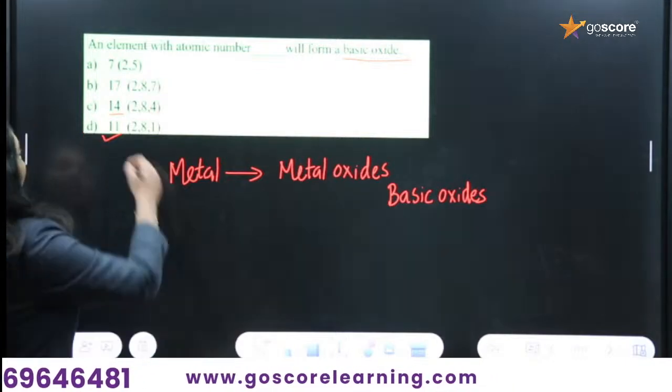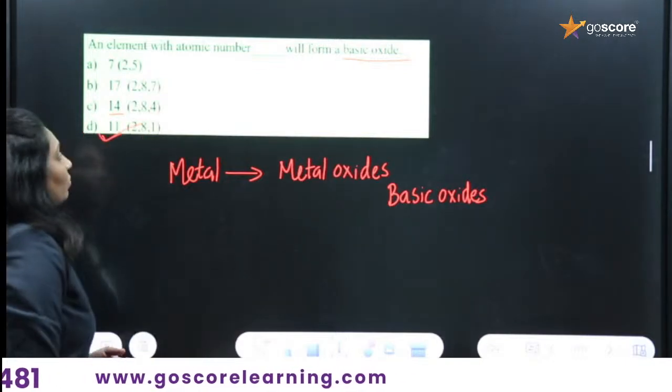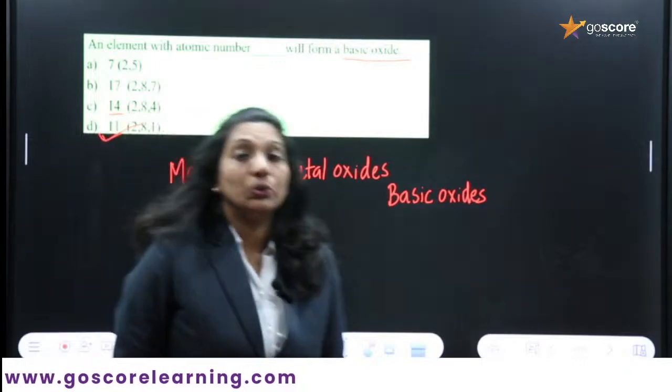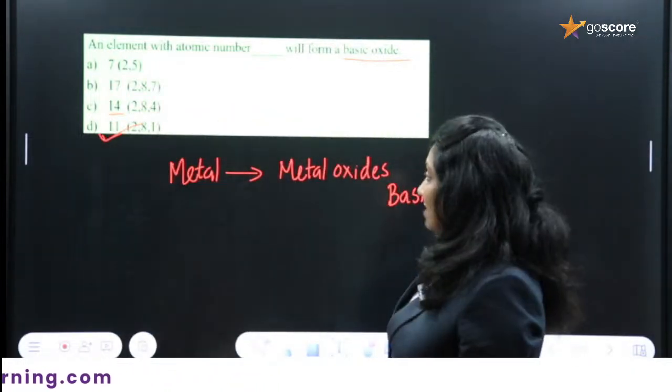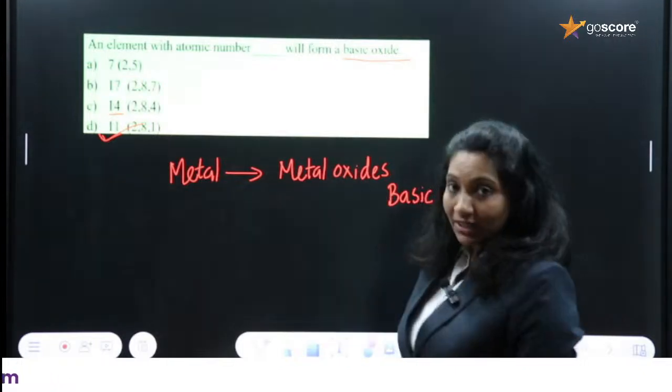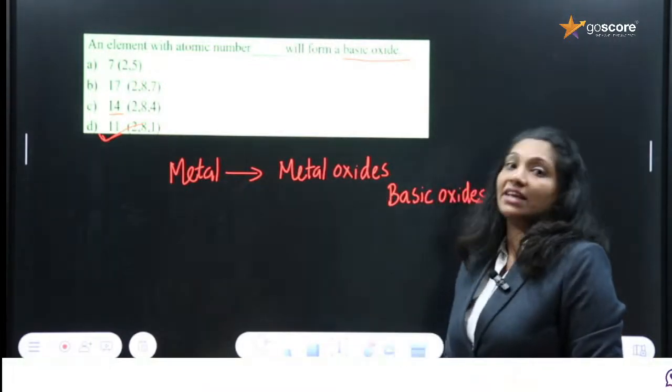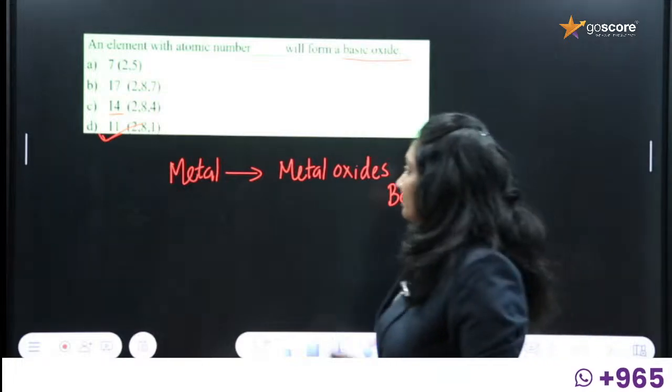So your correct option is option D with electronic configuration 281, which has the tendency to lose the electron, and as it is a metal, it will form metal oxides, which are basic oxides. Okay, that's it.